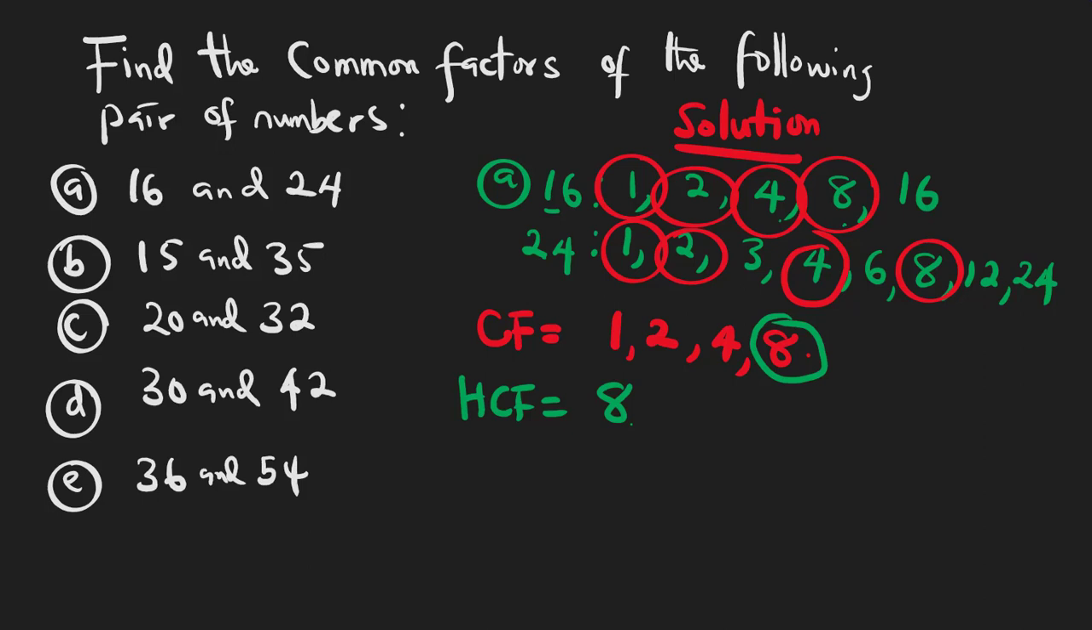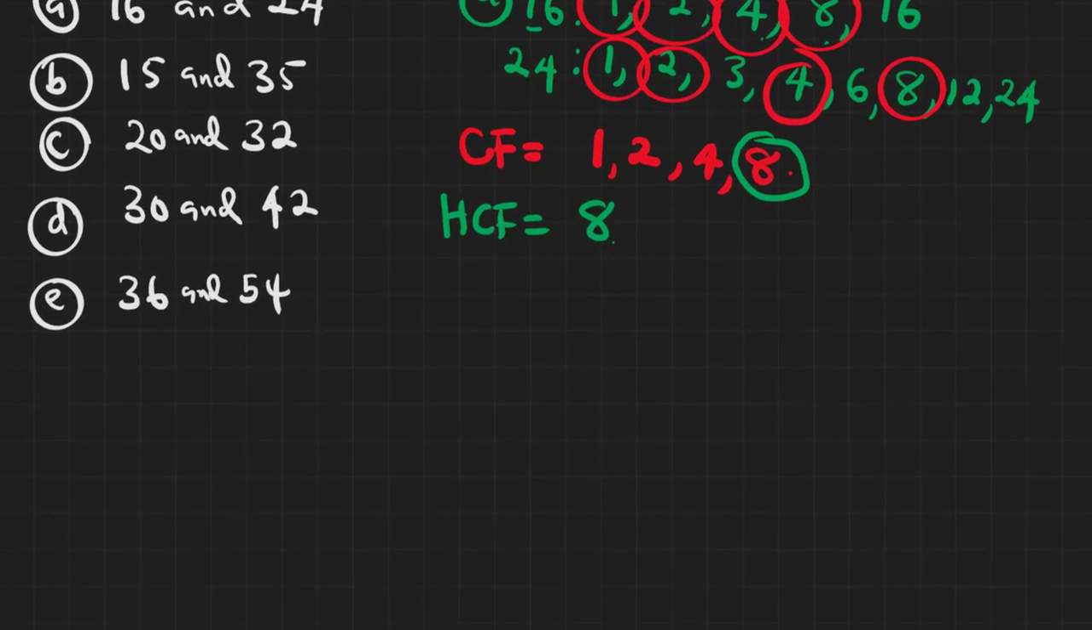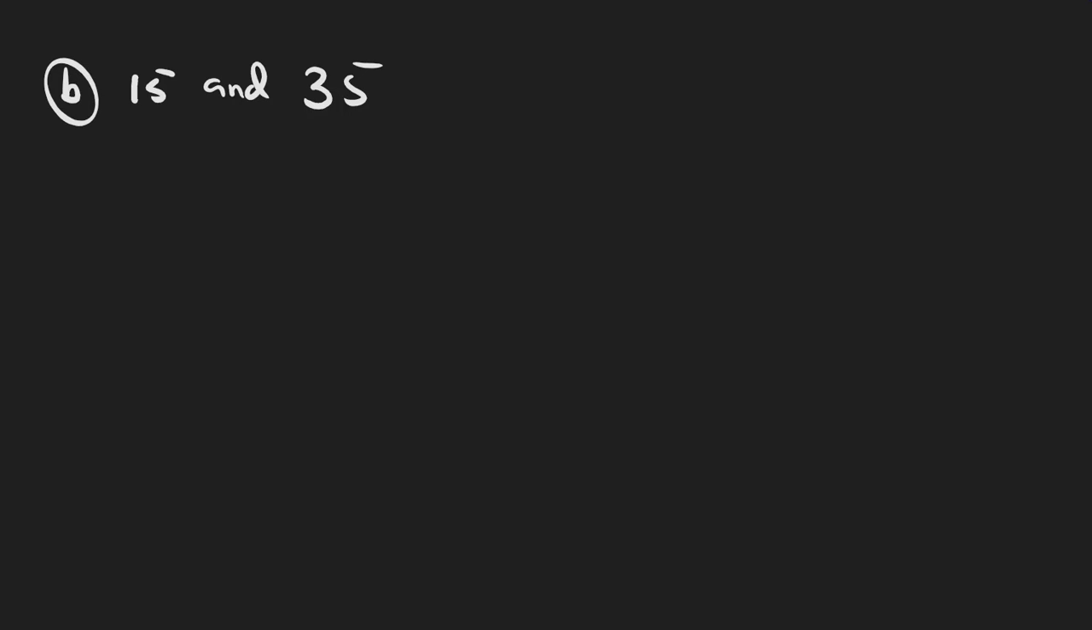Let's go to question 2. All right, the second set of numbers is 15 and 35. So let's write down the factors of 15.